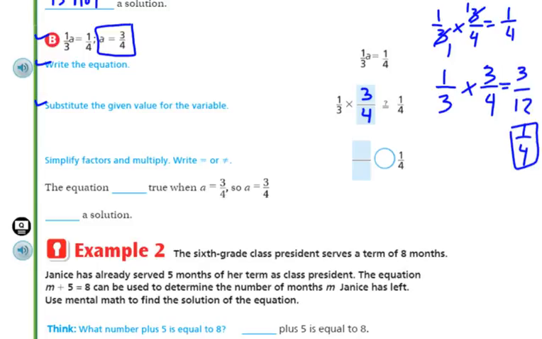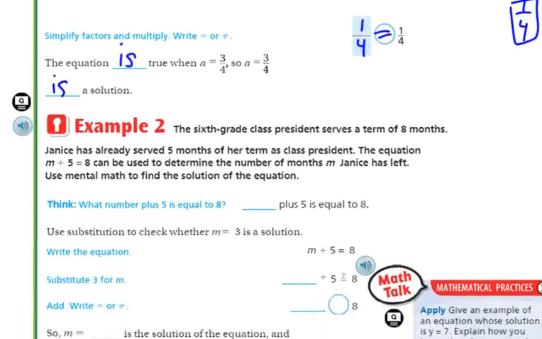All right, so either way, I end up with a solution of 1/4 or an answer of 1/4 on the left, which means 1/4 does equal 1/4. So the equation is true when a equals 3/4. So a equals 3/4 is a solution. All right, that is the process, folks. That's what we're focusing on, just substituting in, coming up with an answer.